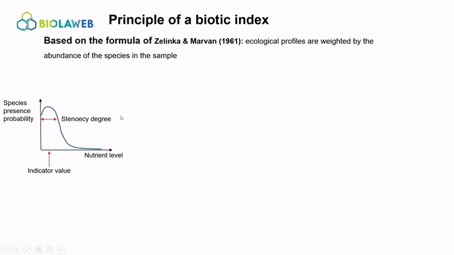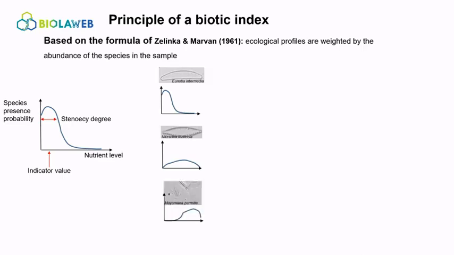And the stenoecity degree measures, in fact, the width of the ecological profile. If it's restricted, the stenoecity degree will give a high weight to the species. It will tell you that the species is very indicative. On the contrary, if the profile is relatively flat, the species won't be very indicative of any nutrient level. Let's take an example with three species: Eunotia intermedia, Nitzschia fonticola, and Mayamaea permitis.